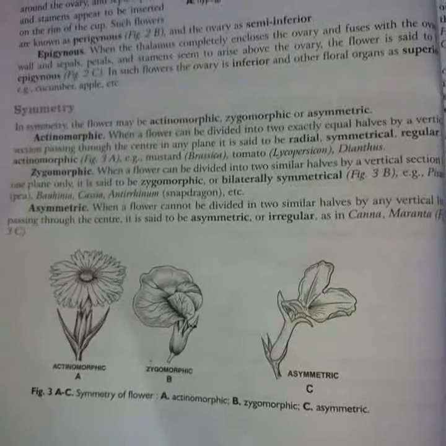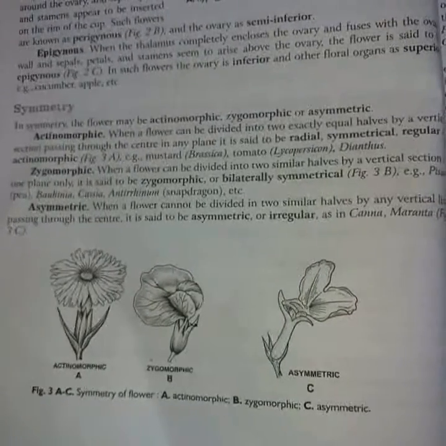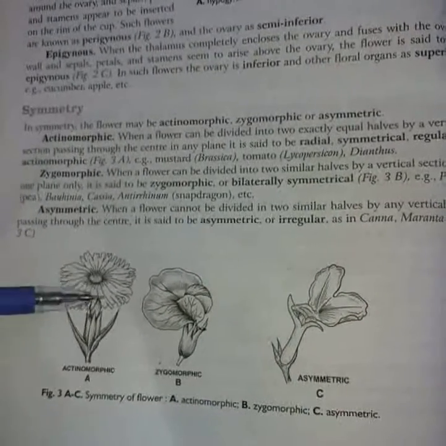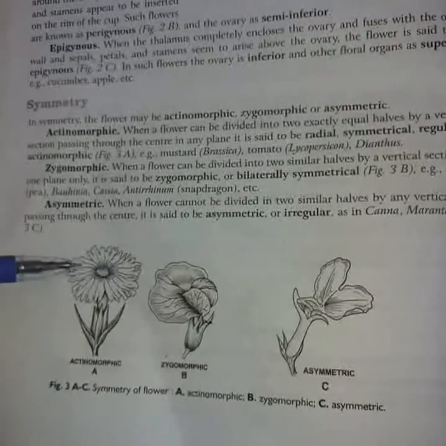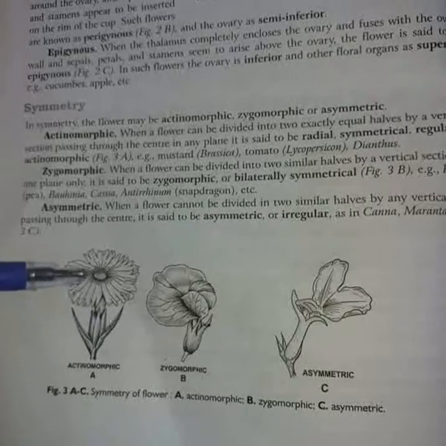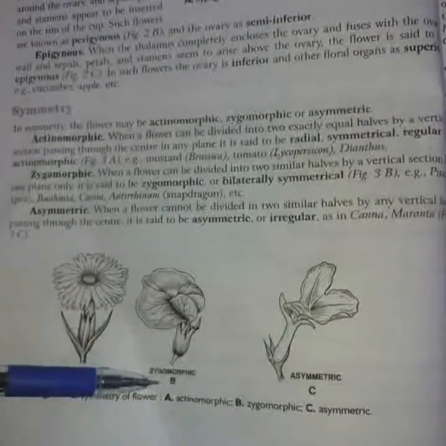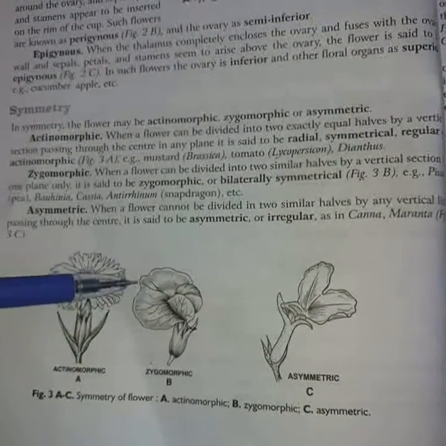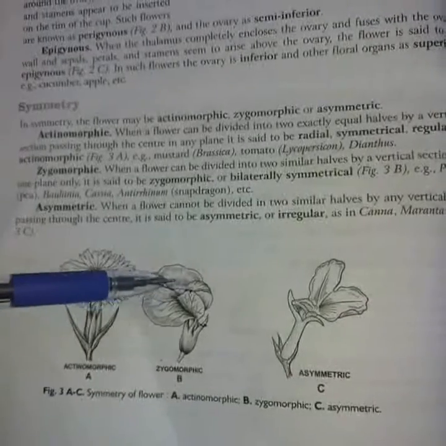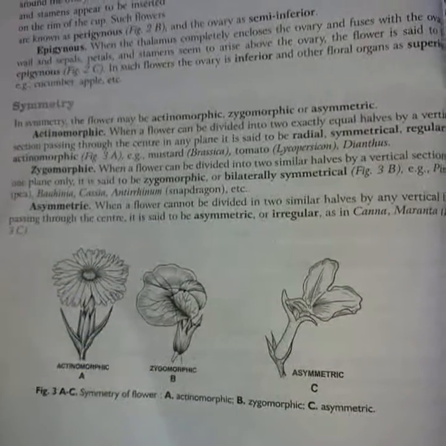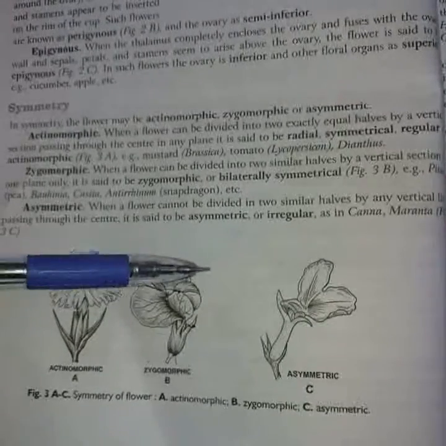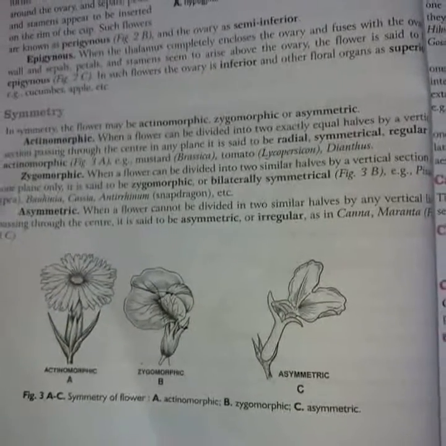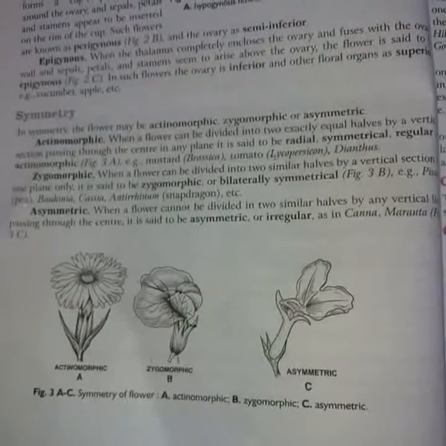contain zygomorphic symmetry. In actinomorphic symmetry, a cut on any side, 1, 2, 3, 4, is all equal, but in zygomorphic, a cut in only one plane gives equal halves, but in the other it is not equal, so it is zygomorphic.